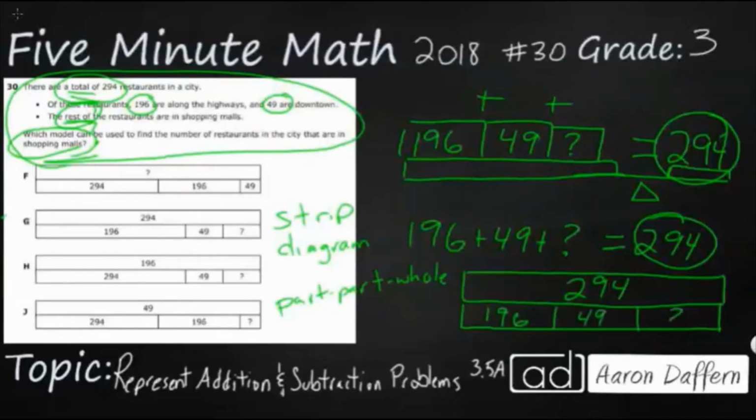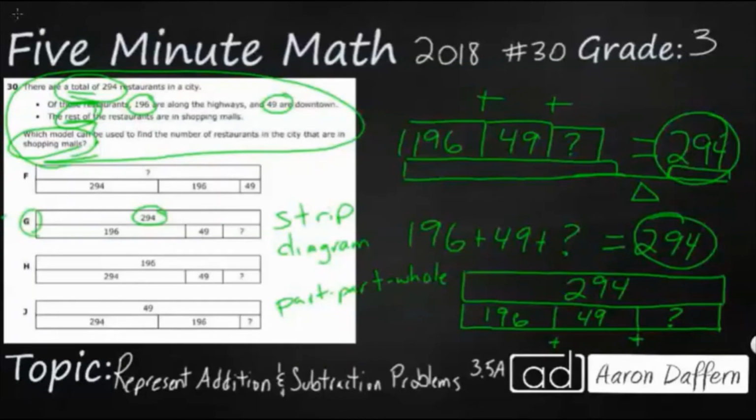When I draw it like this, I don't have to include the plus signs, because the strip diagram shows you that these connecting bars are automatically plus signs. And when you're looking at that, you see there's only one answer selection that actually has the whole total up on top, 294. And so they did make it proportional. They made that 196 much larger than the 49, which makes sense. So our answer is going to be G.